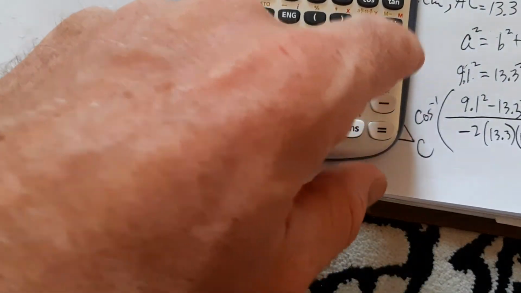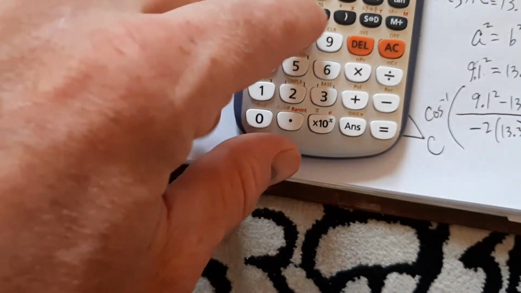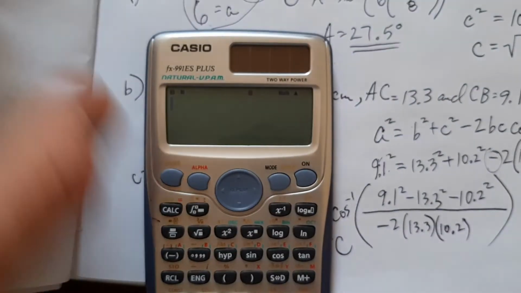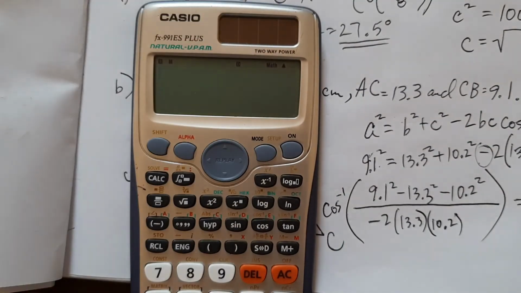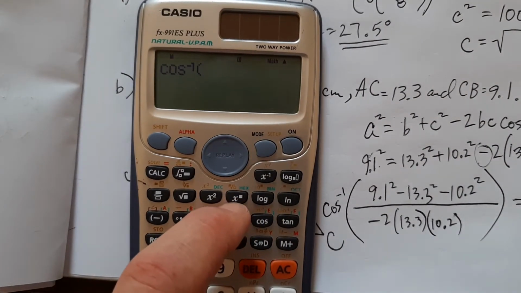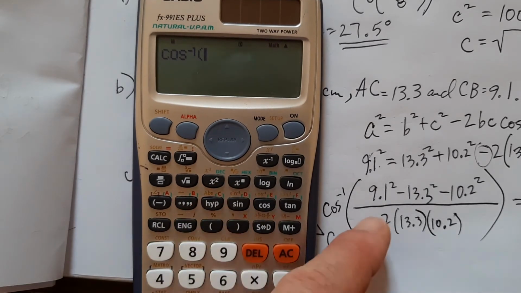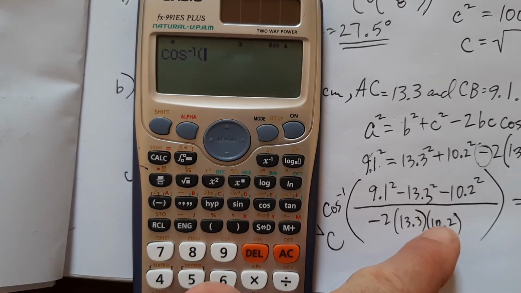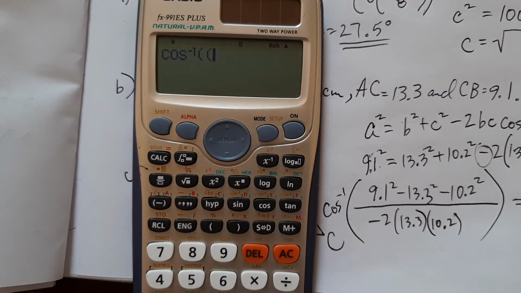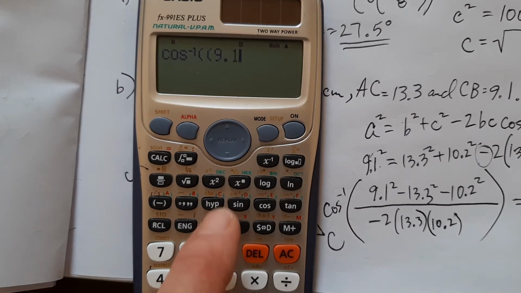So, clear. I'm going to try to put it all in here. Shift. Oops, I got it off the screen again. I apologize about that. So I go shift, I got my cosine inverse. The whole top will be bracketed, and then I'll be dividing. So I need a bracket. Do I need more than one bracket? Yeah, I need a second bracket. 9.1 squared.